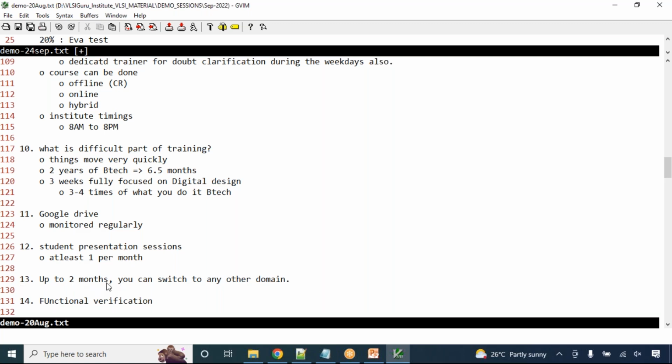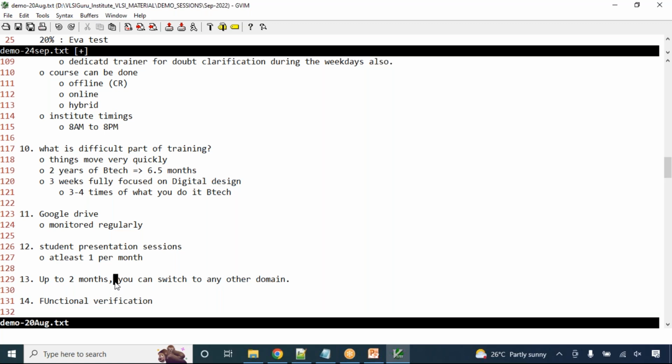And one more flexibility you get with the course is, let's say you join into design verification. That is functional verification. You attended up to 2 months. You didn't like the course because you didn't like programming. You're finding Verilog to be difficult. You have the option to switch to any other domain in the institute.